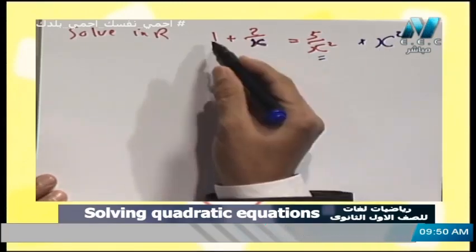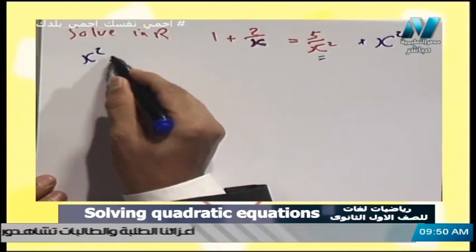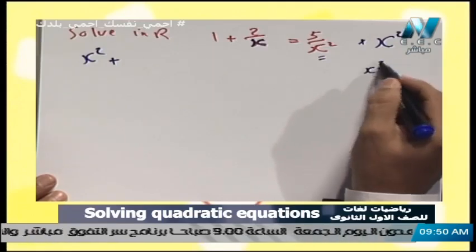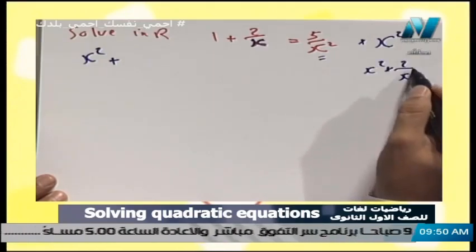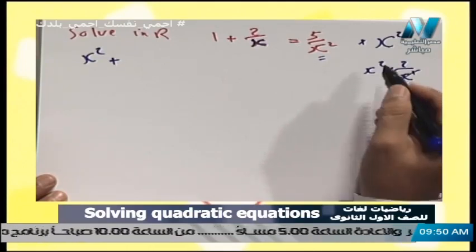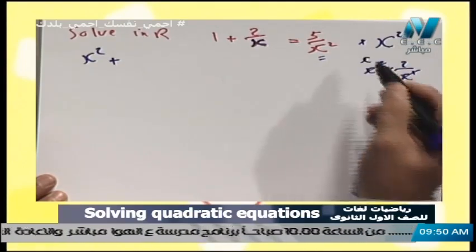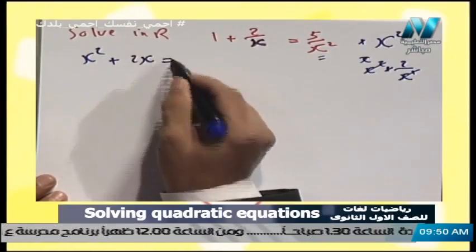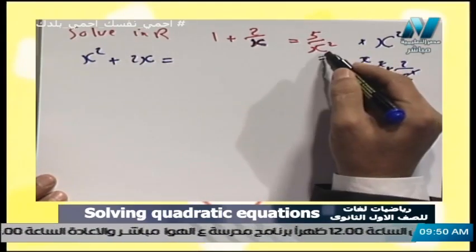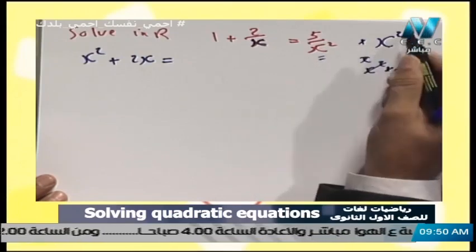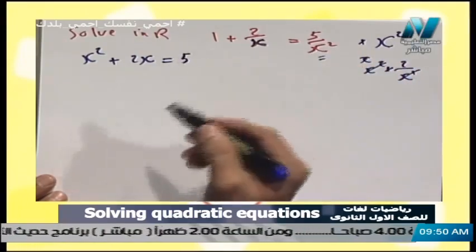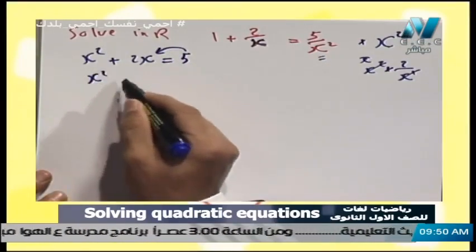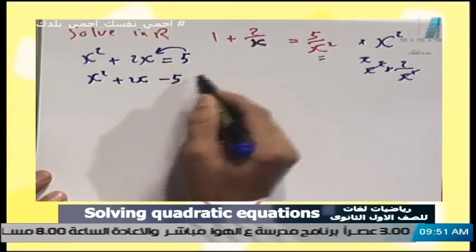When we multiply x power 2 by 1, the answer will be, of course, x power 2 plus x power 2 times 2 over x. Here, x power 2 over x is power 1. Cancel power 1 with 1x, the answer will be x. x times 2 equals 2x, equals 5 over x power 2 multiplied by x power 2, which cancel each other, and the answer will be 5. And by transferring the 5 here, it will be x power 2 plus 2x minus 5 equals 0.